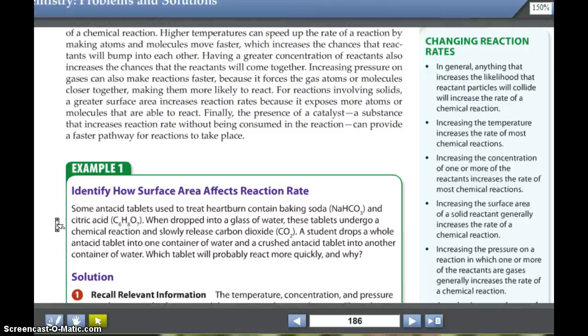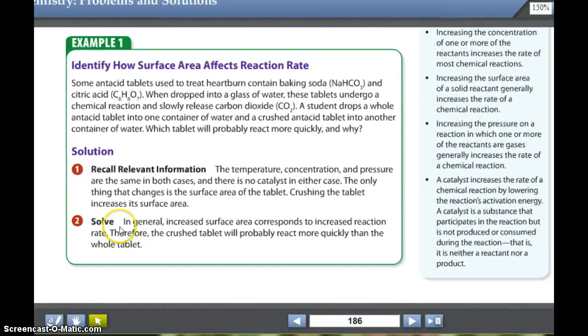Hit pause. What's your answer? And of course, it will be the crushed one. Generally, increased surface area corresponds to increased reaction rate.